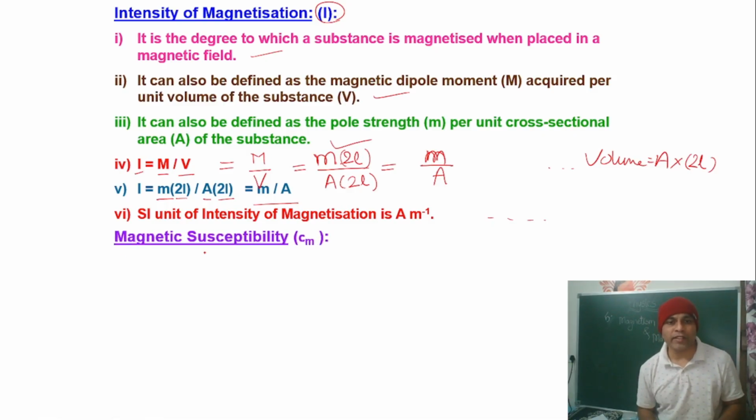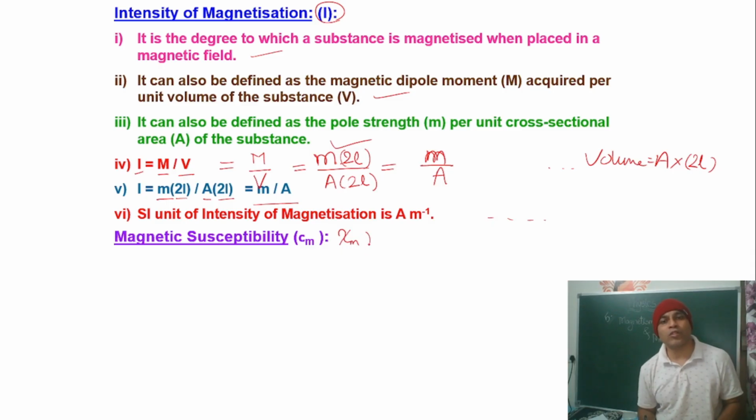Next is magnetic susceptibility. Somewhere it is mentioned by this symbol also. In many places it can be mentioned by this symbol.